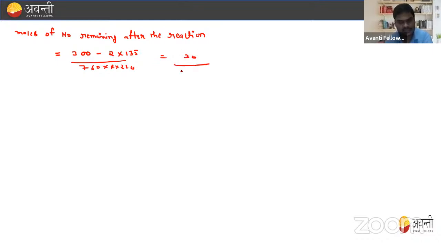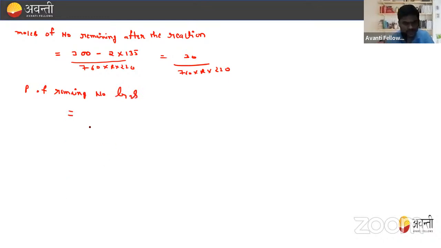That is 30 over 760 into R into 220. Okay, so this is how you calculate this. So you know the number of moles. Then how will you calculate the pressure? The pressure of the remaining NO gas. So we know the number of moles of the remaining gas.